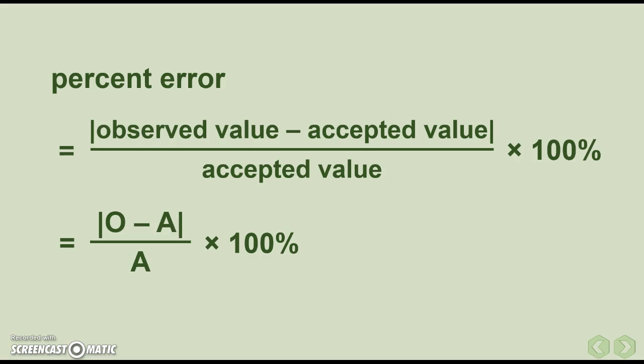Here's kind of a shorthand way of writing that same formula. O stands for observed value minus A, which stands for accepted value. And it is an absolute value, you'll notice there, because there is no such thing as a negative percent error. So we don't need to deal with negatives. And that is divided by your actual value or your accepted value.